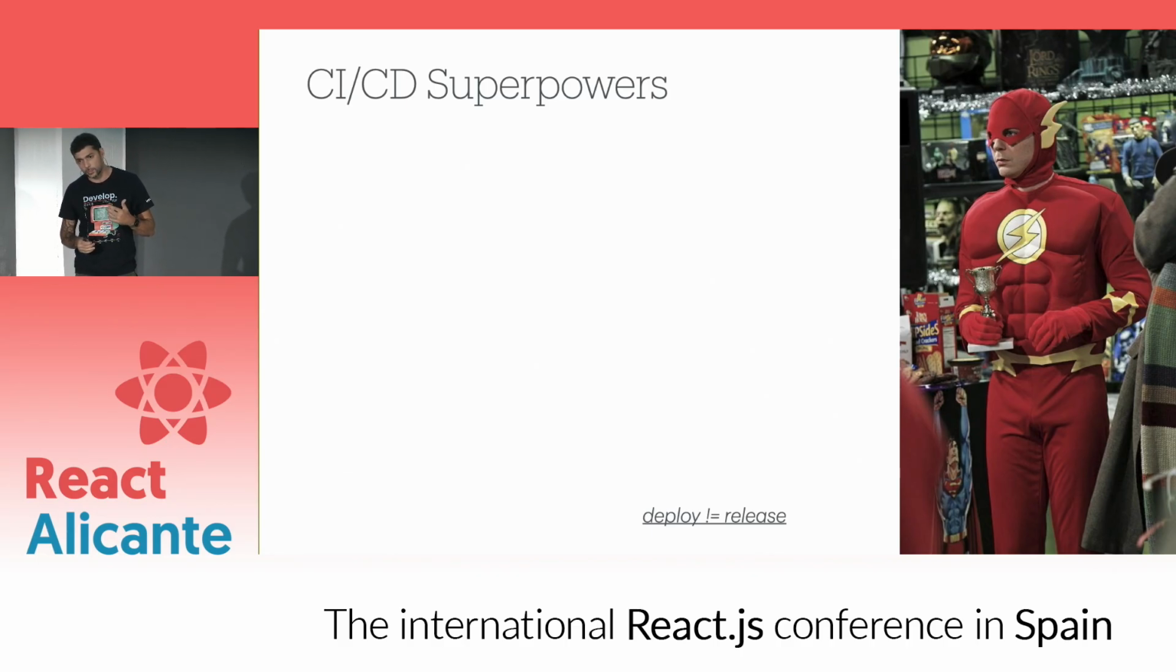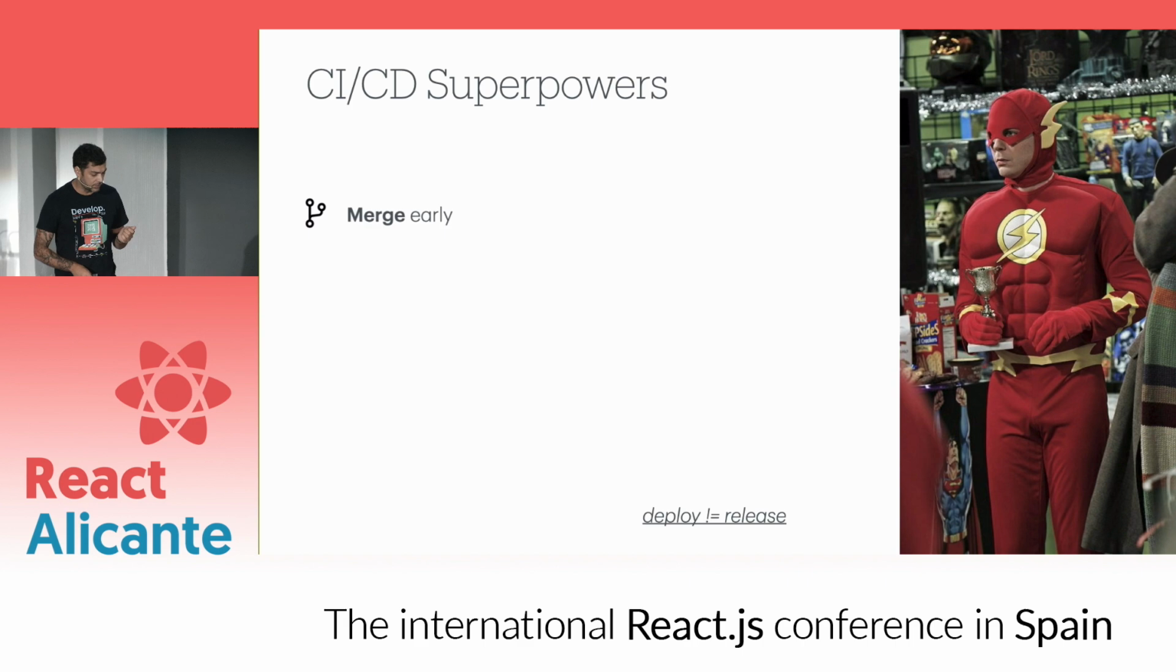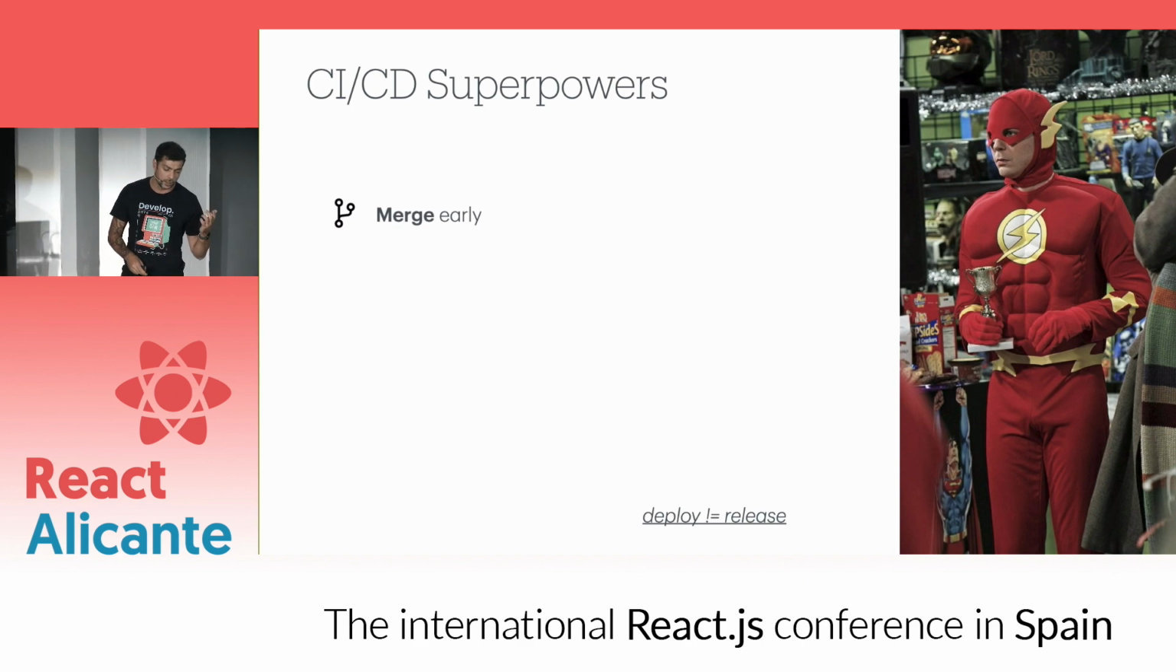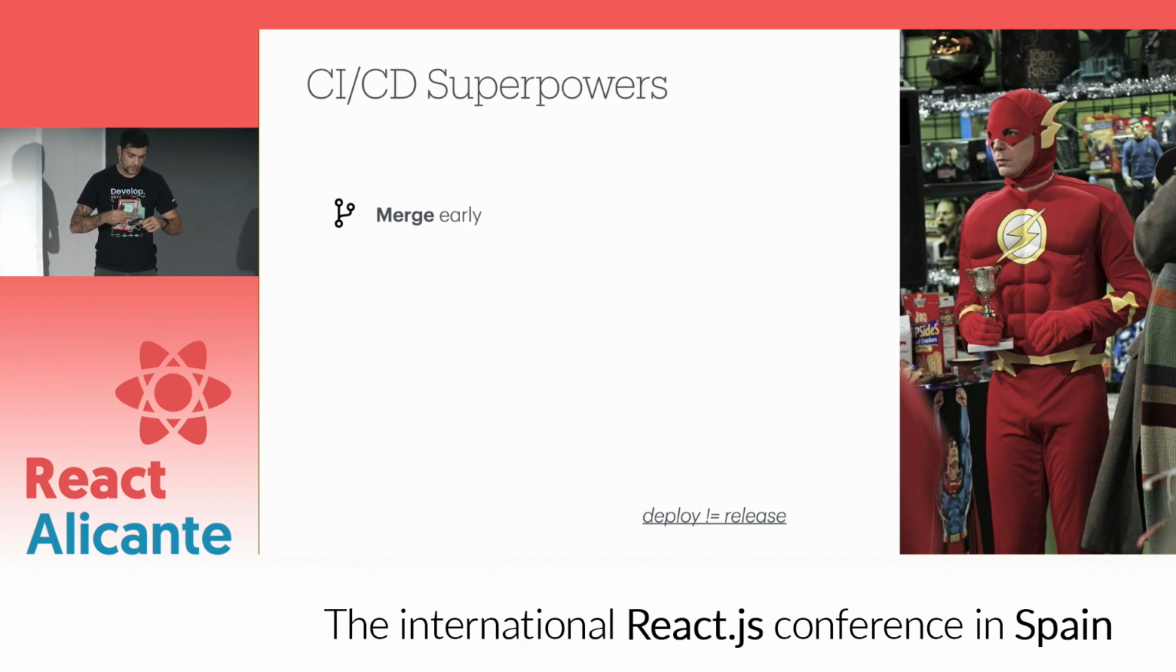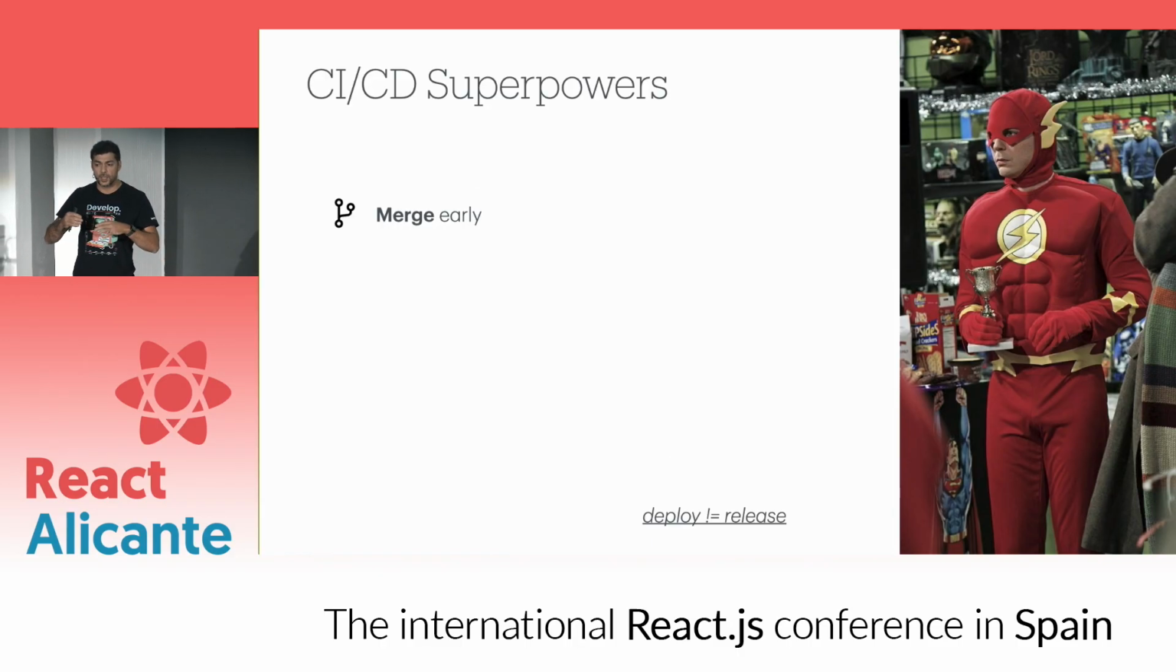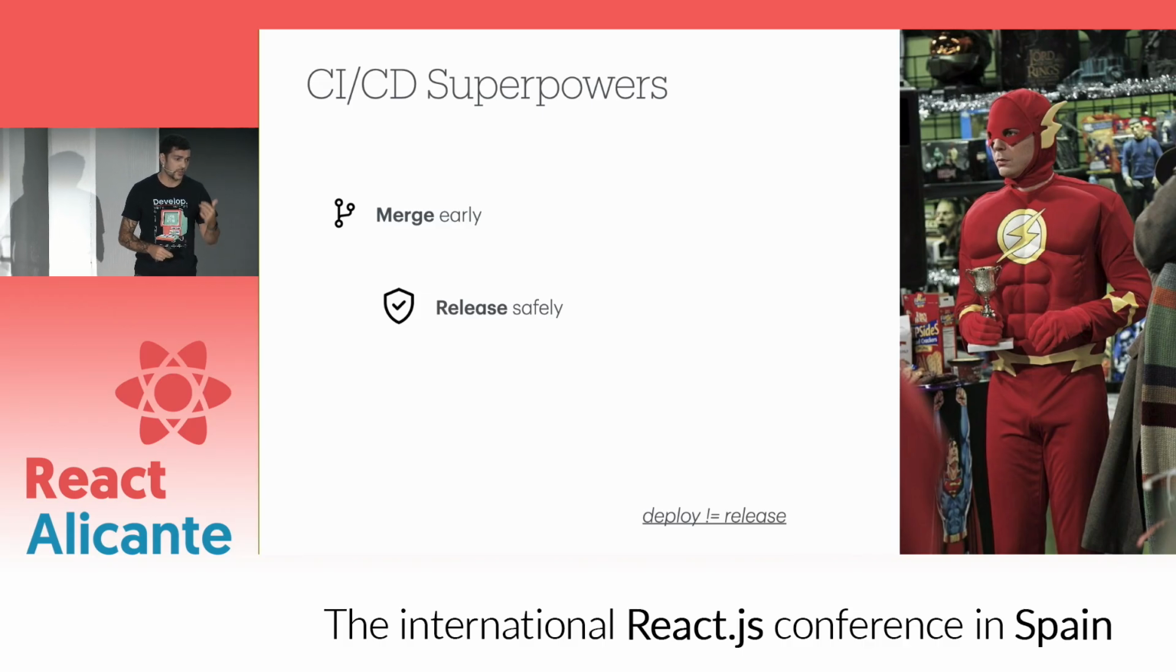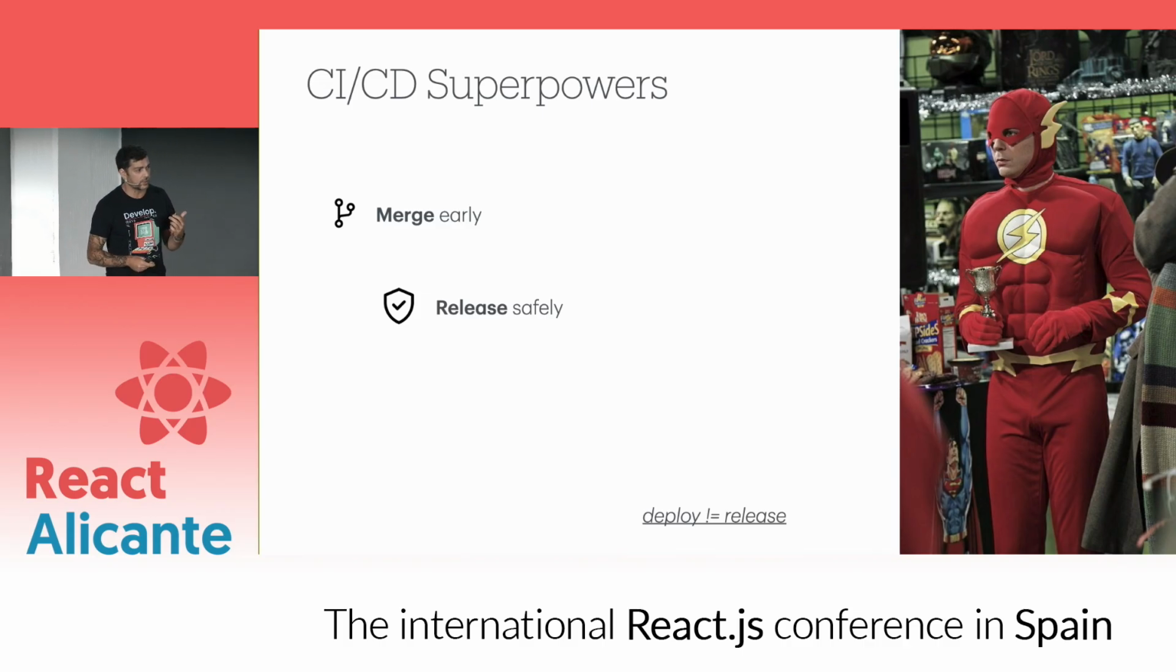When it comes, for example, to pipelines, they give us the ability to merge early. That means that, especially in rewrites and large projects, you can keep merging code into production behind some work in progress flag, and your users will only be able to see it once you decide to release. That means that you can release safely.